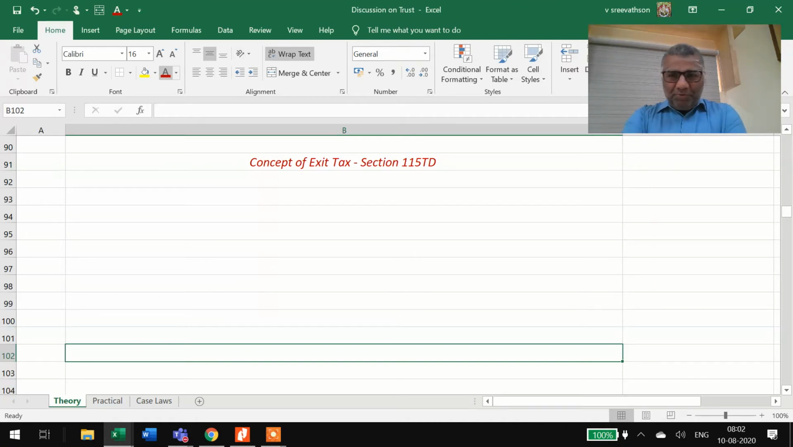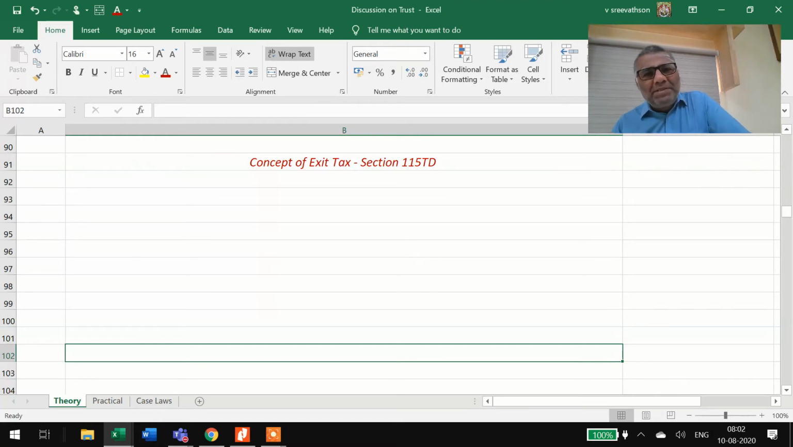So now you know what we are coming to. We are using a term called exit. Sir, this is again a nice provision brought into law, the most essential provision. What happens if a trust is dissolved? Exit. That's what. What happens if a trust is dissolved?